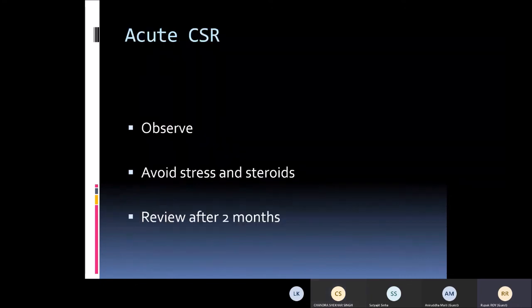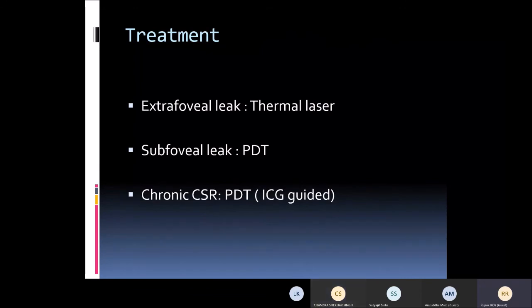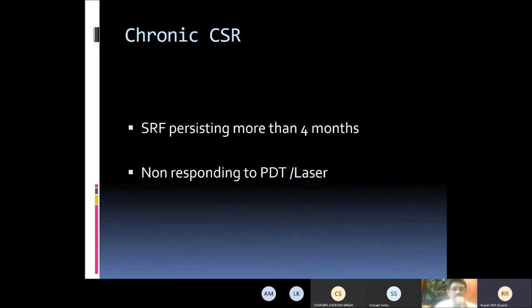So for acute CSR, observation is the treatment. Avoid stress and steroids. Review the patient after 2 months. Indications of early treatment are professional needs, CSR of more than 3 months duration, and recurrent CSR with visual deficit. For treatment, in extrafoveal leak, we can do thermal laser or PDT. In subfoveal leak, PDT is the only indicated treatment. In chronic CSR, PDT has to be done ICG guided.